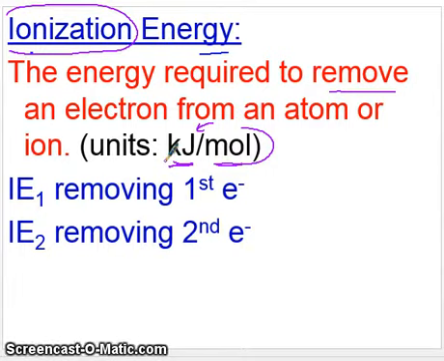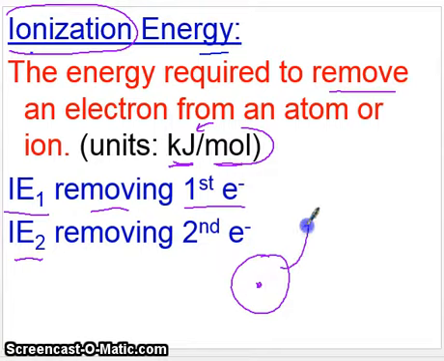So the way that we designate this is IE1, meaning ionization energy 1, is the energy to remove the first electron. IE2 is the energy to remove a second electron. IE3 would be a third, and so forth. So what we're doing essentially, here's the atom, and we're removing the outside electrons from the atom, one by one. And then we're measuring how much energy it takes to do this.